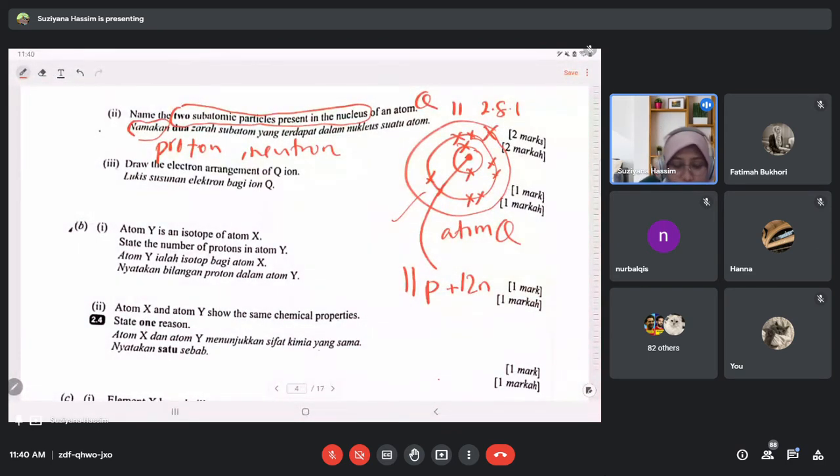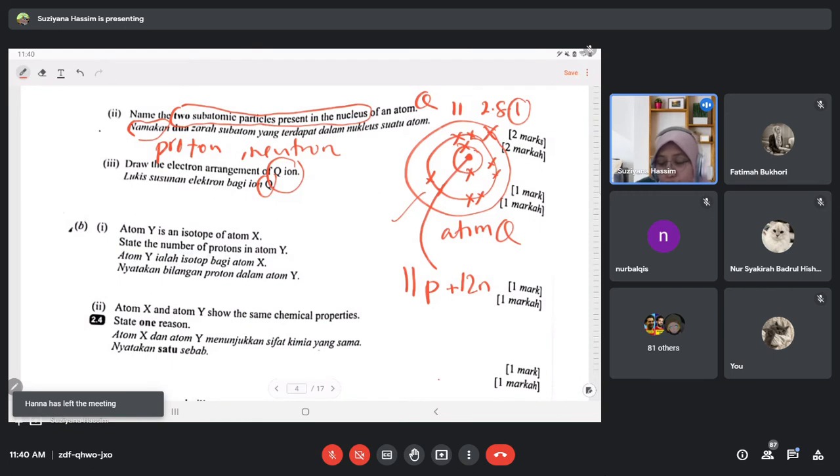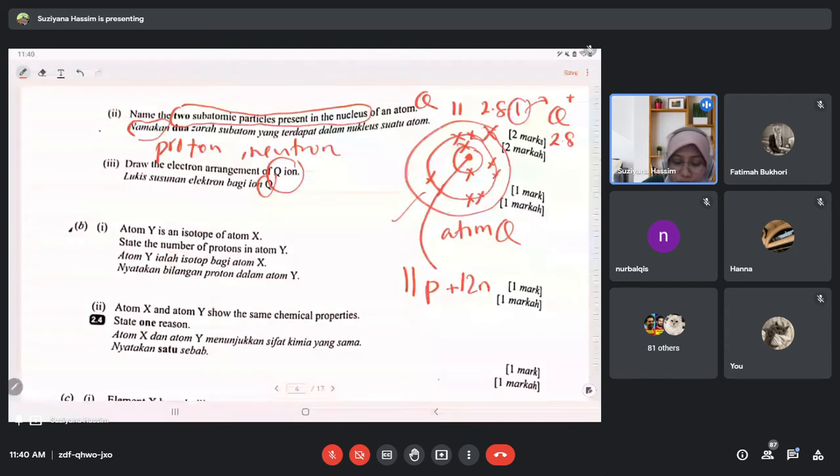Alright. So, next. Draw the electron arrangement of Q ion. Jaga ion. You have one here. It become ions, you release electron. When release electron, you become Q positive ion. Your electron arrangement 2.8 yang terbaru. You release one. So they ask you ion. So how to draw it? Okay. Nucleus. 2, 8.